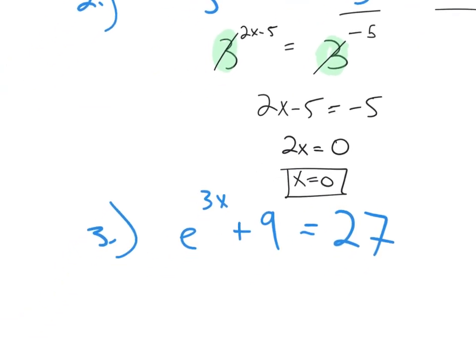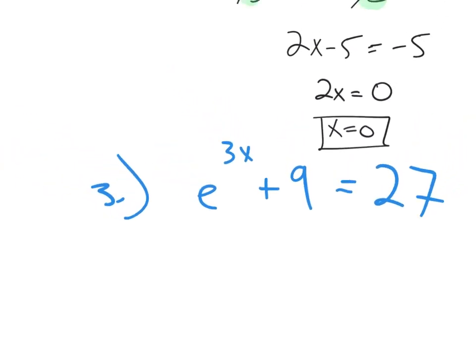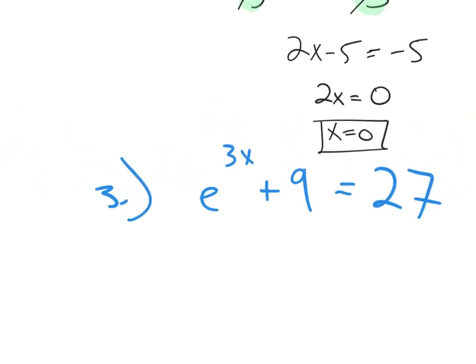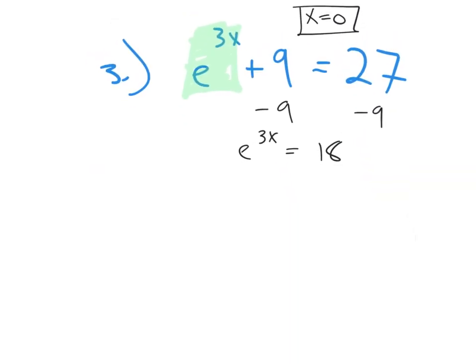So this last one, once again, you just have one exponent on the left here. The whole goal is to start by getting this e to the power of 3x by itself. So we're going to start by subtracting 9 from both sides. So we get e to the power of 3x is equal to 18. Now that we've isolated that exponential term on the left-hand side, we can convert this into a logarithm. What would this look like as we converted it?